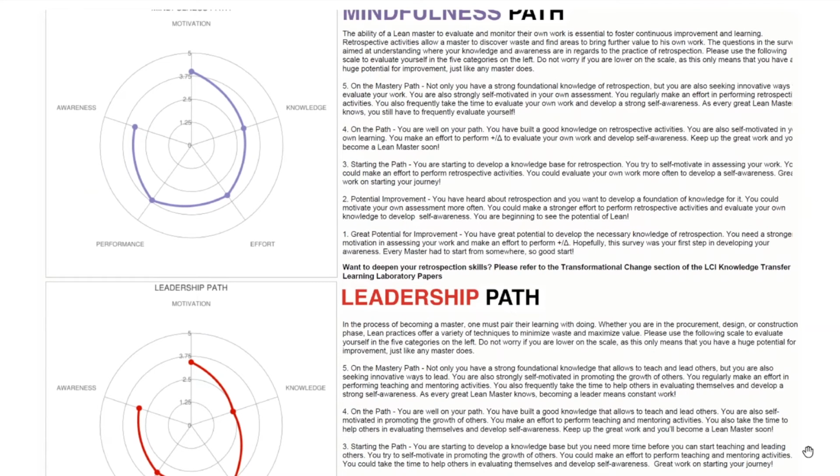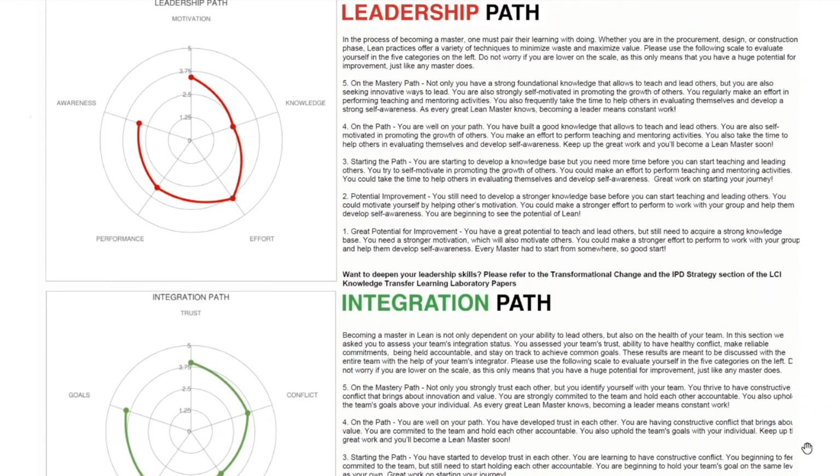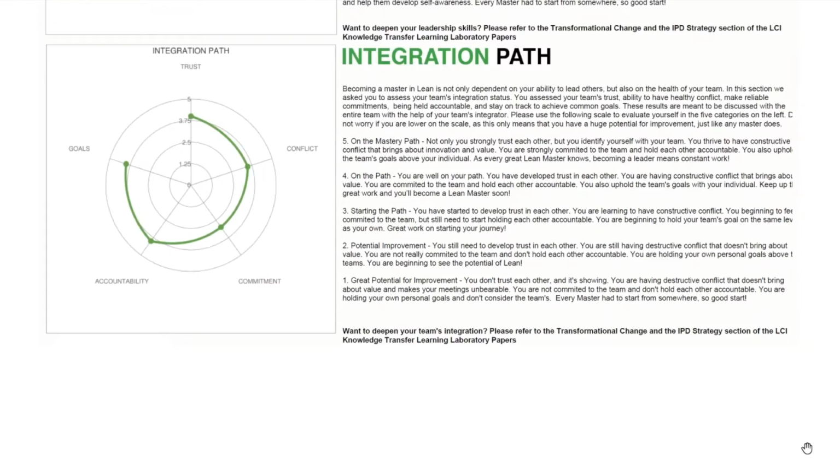Just like the previous path, in my mindfulness path, there is still room for improvement. This is also reflected in my leadership path. Lastly, in the integration path, I can see that there is room for improvement in regards to commitment, constructive conflict, accountability, and shared goals within my team.